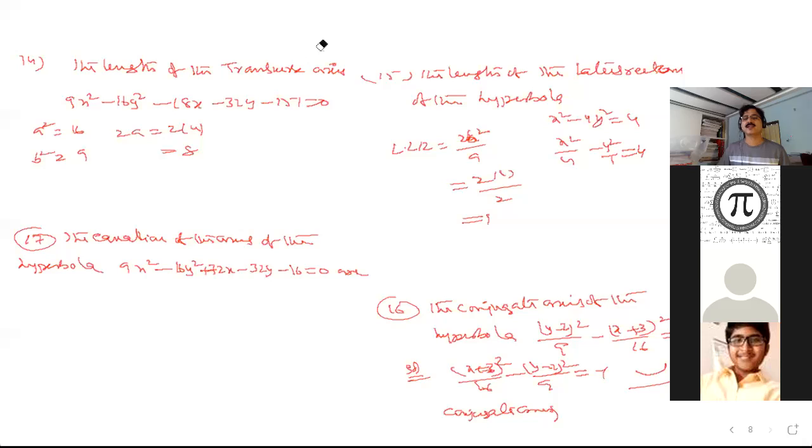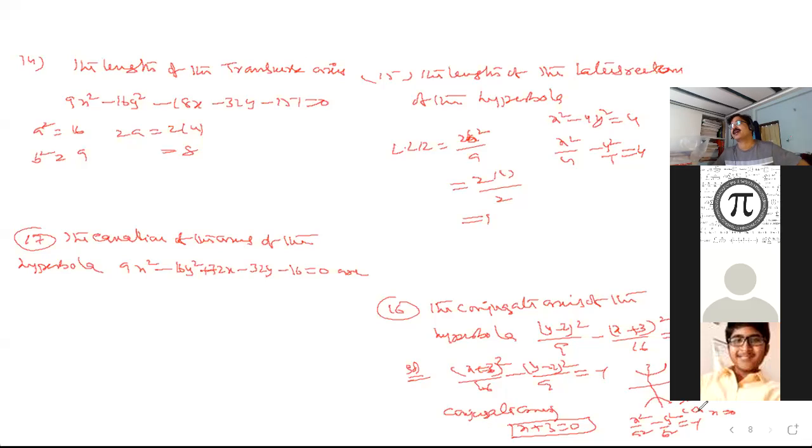Rahul Garu said that x square by a square minus y square by b square is equal to minus 1. Don't get confused. Here the transverse axis is y equal to 0, and the conjugate axis is x equal to 0 in this case. So he's asking for the conjugate axis, so x plus 3 equal to 0? Yes, sir. Am I right?